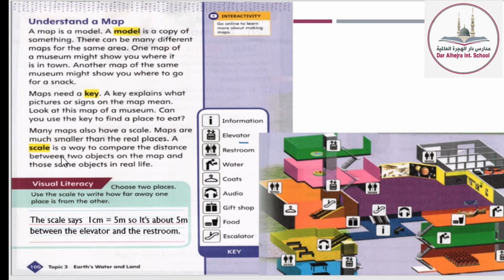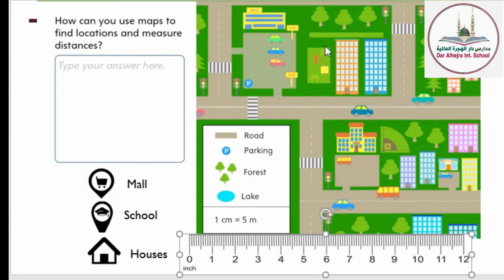Maps also have a scale. A scale is a way to compare the distance between places in the map and the same two places in real life. For example, as you can see in this street map, we have the symbols, and these symbols are explained in the map key. And we can measure the scale, as we can see here: 1 centimeter equals 5 meters in real life. So 1 centimeter in this map equals 5 meters in real life. So we can use a ruler that helps us to measure the places in this map and know the distance in real life between these two places.